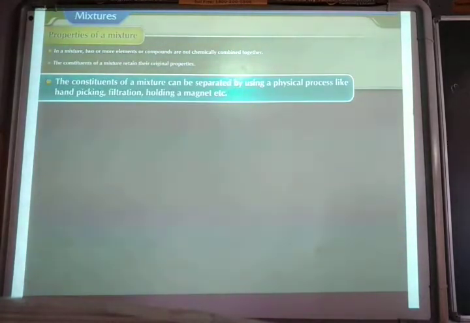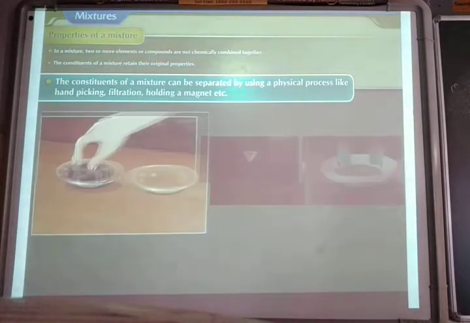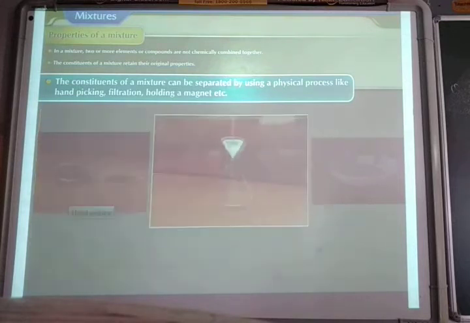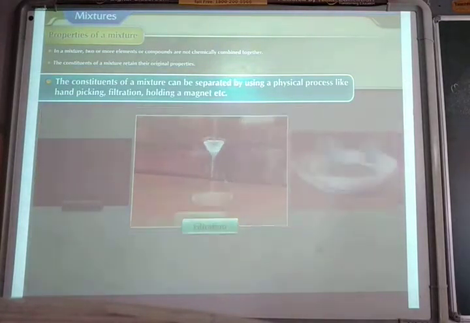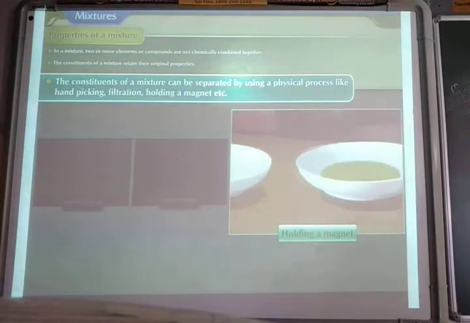The constituents of a mixture can be separated by using a physical process like hand picking, filtration, holding a magnet, etc.